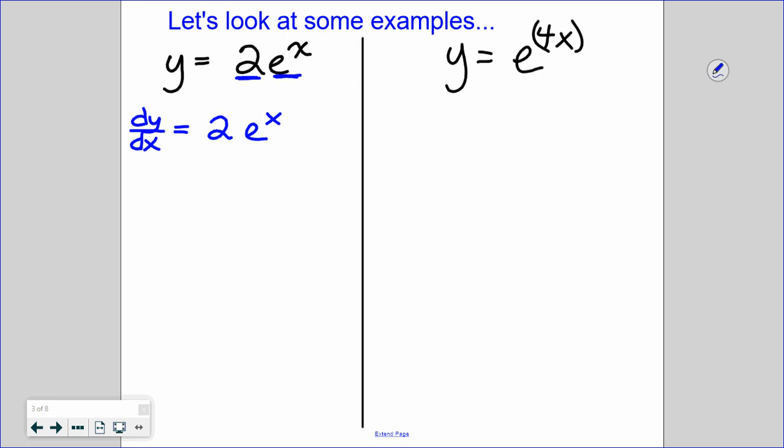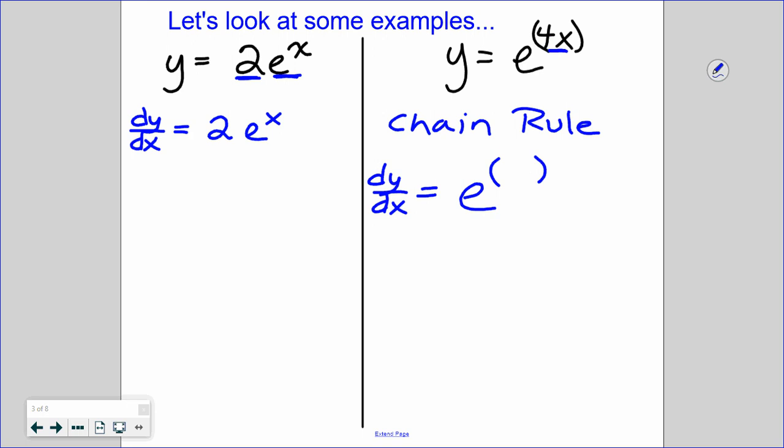Okay, now look at our next example. We have y equals e to the 4x power. Now notice x has been replaced with 4x. So that means you have to use the chain rule, because this is now a composition. It'll work like this: dy/dx would equal the derivative of the outside, which would be e to the x, still going to be e to the x, but I'm just going to put parentheses there, because inside the parentheses we're going to keep the inside the same, but then multiply by the derivative of the inside. Derivative of 4x is 4.